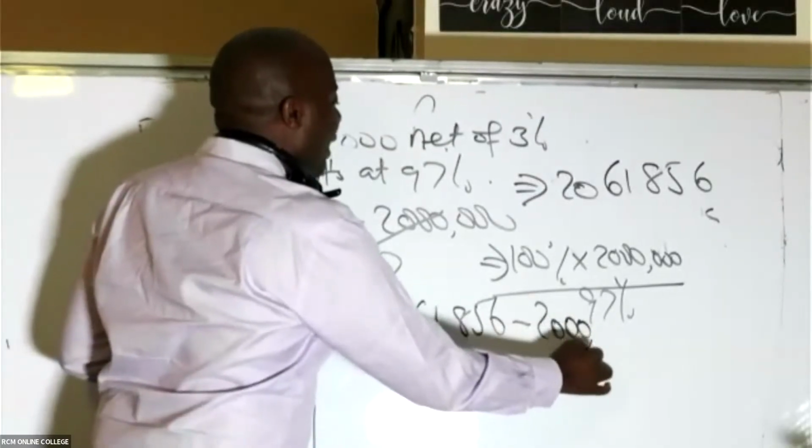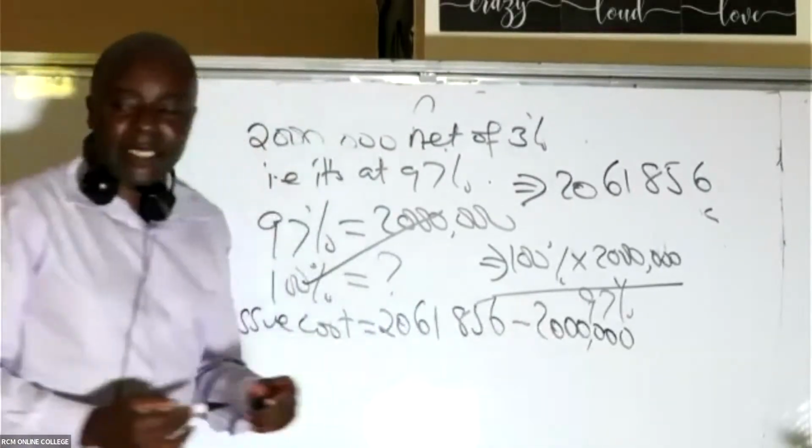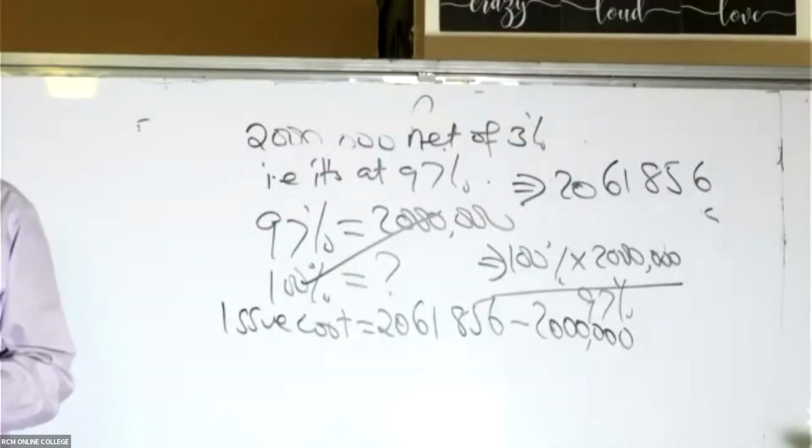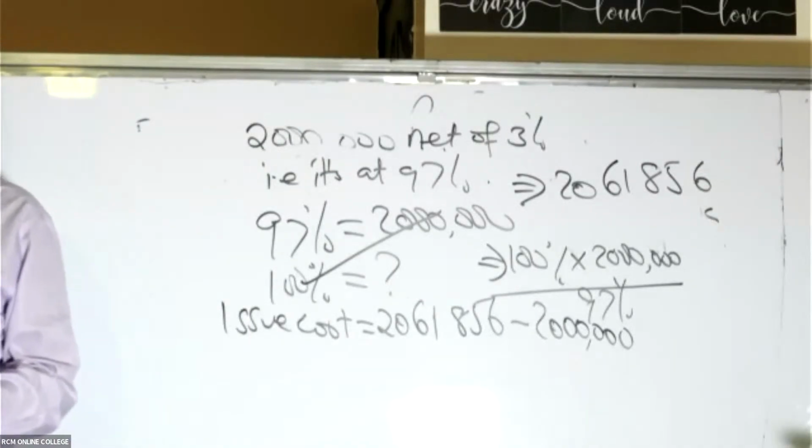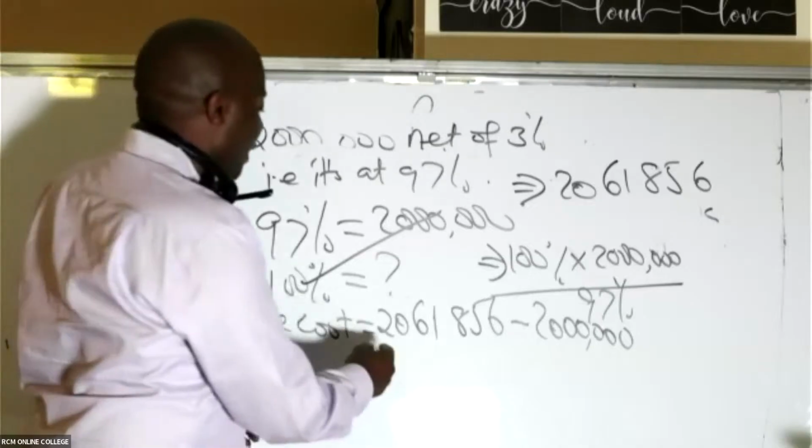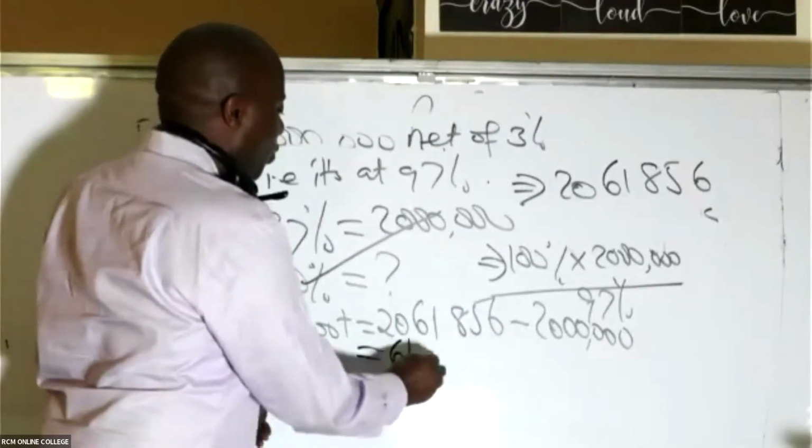You see, we'll be given a net of 2 million. They'll give us a net of 2 million, which gives us what amount here, ladies and gentlemen? 61,856.